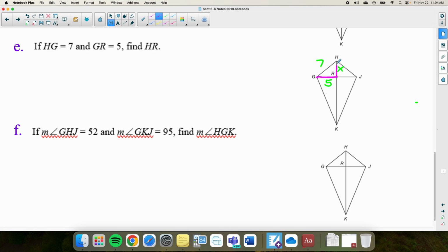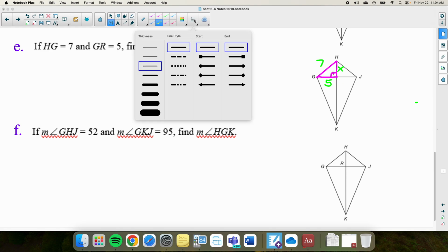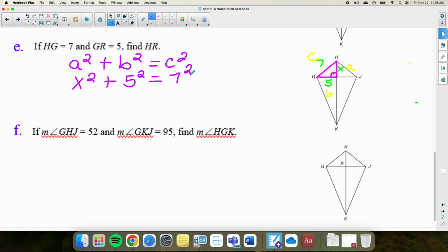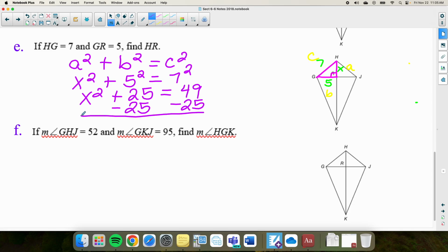It would be just that this is a right triangle, here's my right angle, and I can use Pythagorean theorem, okay? So what I'm gonna do there is my C is always opposite the right angle. I'm gonna call this A and this B. So if I go to do that, I can say A squared plus B squared equals C squared. My A is X squared. My B is 5 squared. And my C is 7 squared. Okay? Now, 5 squared is 25. 7 squared is 49. And then what I would do is subtract that 25, okay? And I would get x squared equals 24.